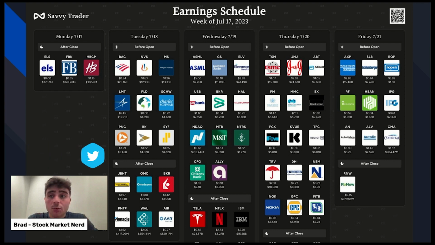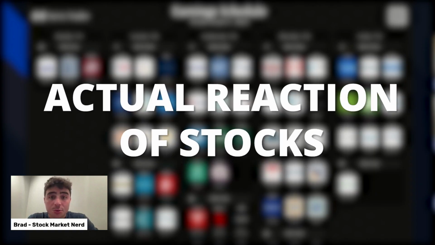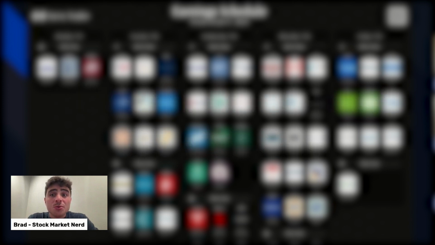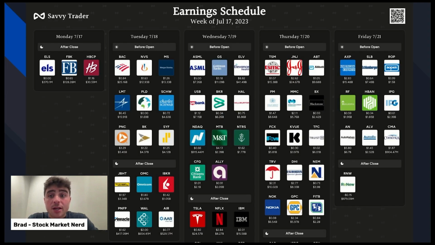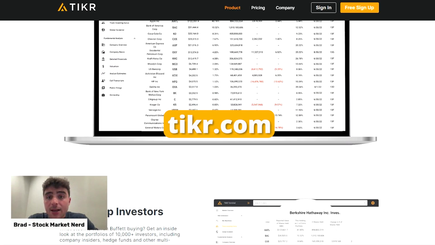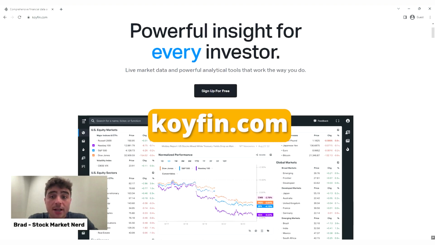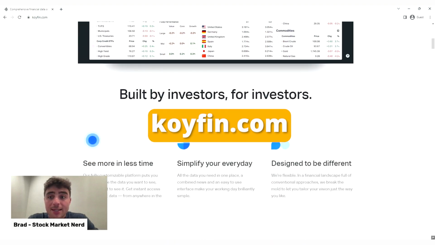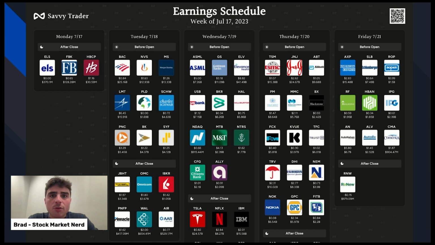And then Evan, a really important point about estimates and guidance and that being so important for the actual reactions of the stocks. There are two resources that I lean heavily on to scrape estimates and to use them when I'm forming opinions. One would be Tikr.com, TIKR.com, and the other would be Koyfin.com, KOYFIN.com.